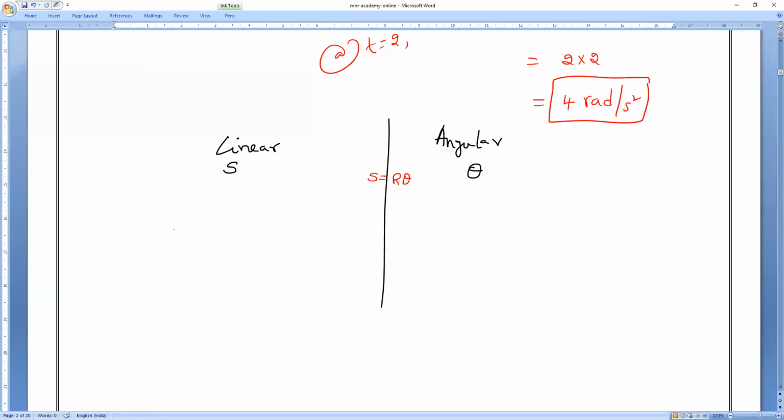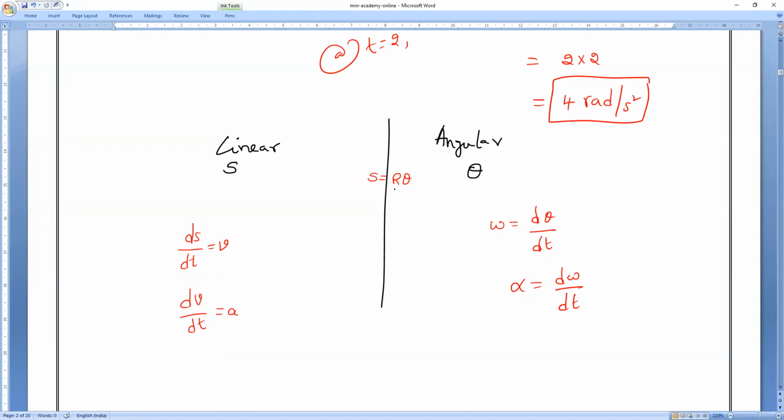In the same way, differentiation of this, ds by dt, will give you v. Differentiation of theta will give you omega. Differentiation of velocity will give you acceleration. Differentiation of omega will give you angular acceleration. So observe very carefully here.